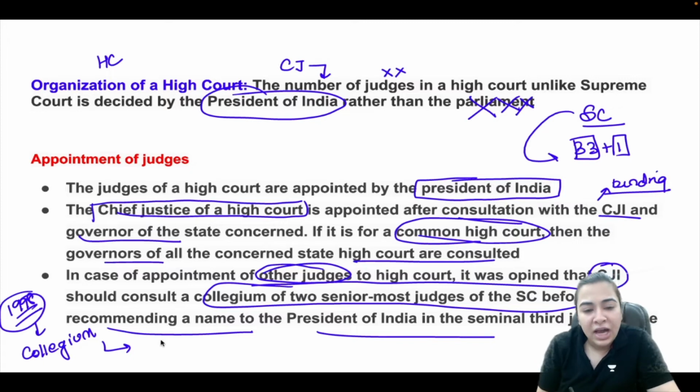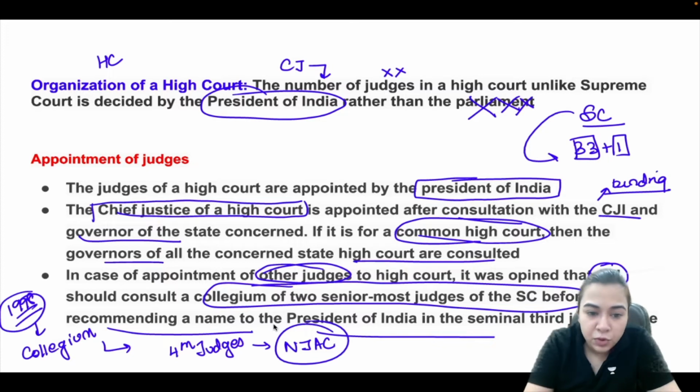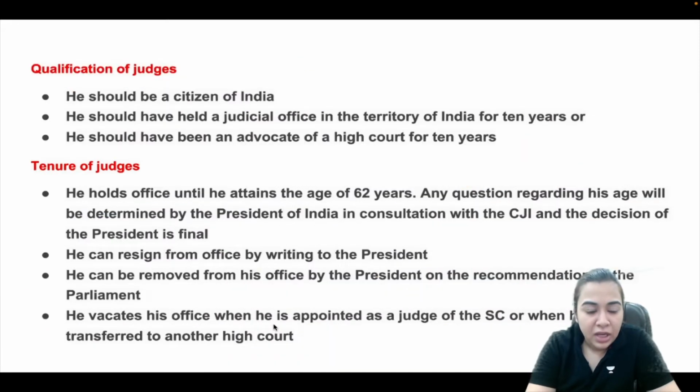Now, we have also had a fourth judges case of 2015. The fourth judges case, however, deals with the invalidation of the National Judicial Appointments Commission. Please do not get confused with the three. So we all know that there are four judges cases. However, the fourth one just invalidates the NJAC, the National Judicial Appointments Commission, right? It does not actually deal with the appointment of judges of the courts. That is why we usually do not talk about it too much.